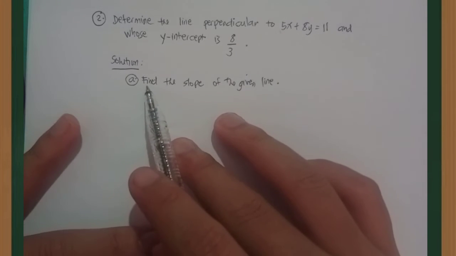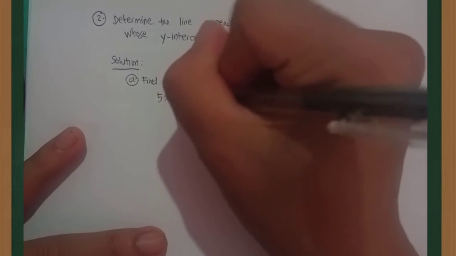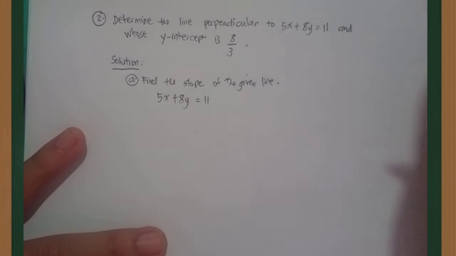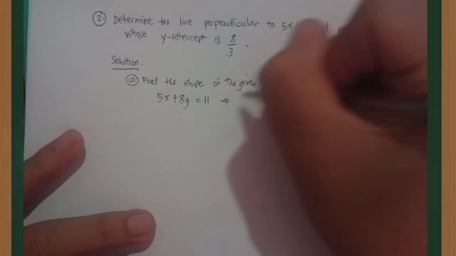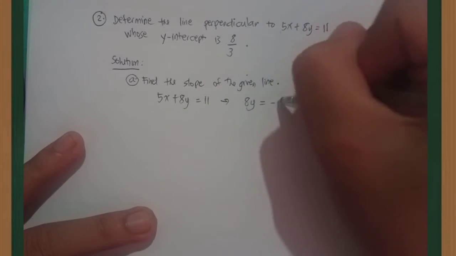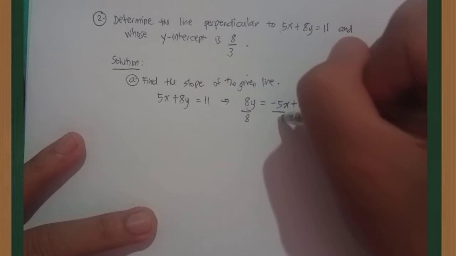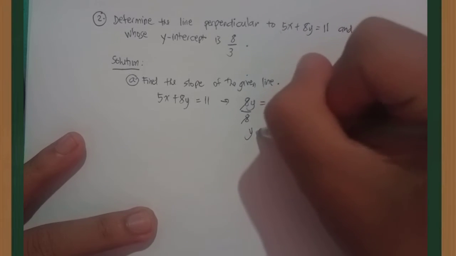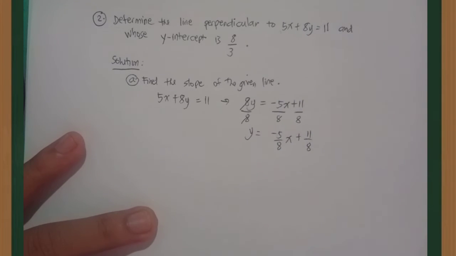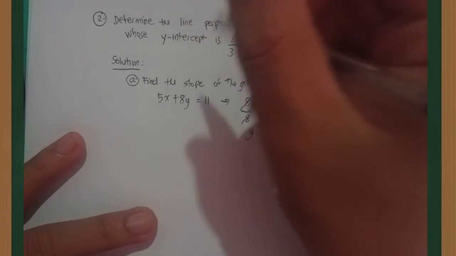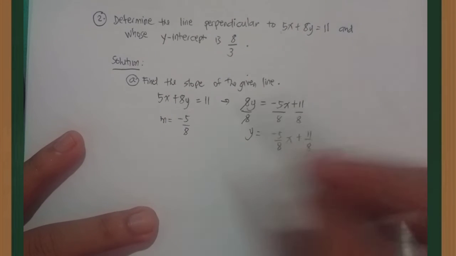Okay, so first step, find the slope of the given line. So the given line is 5x plus 8y equals 11. Okay, let's solve the slope of this equation. So we have 8y equals negative 5x plus 11. Okay, divide 8 on both sides, right? Cancel the 8, and we have y equals negative 5 over 8 x plus 11 over 8. Okay, so the slope of this given line is negative 5 over 8.